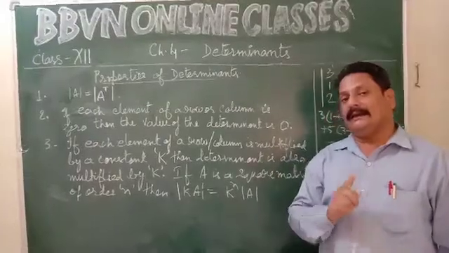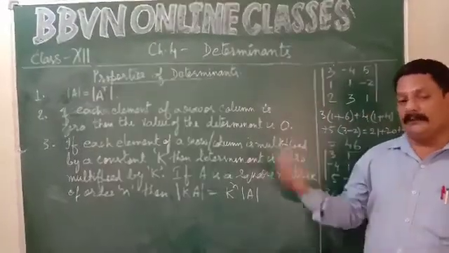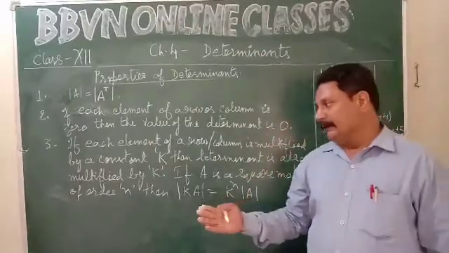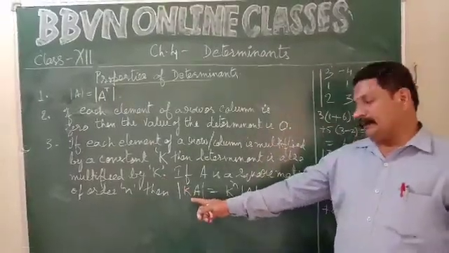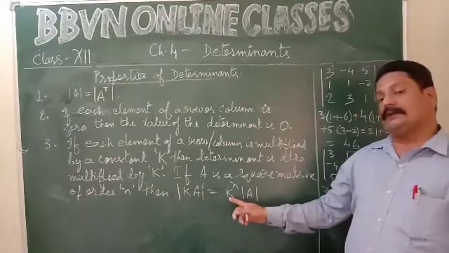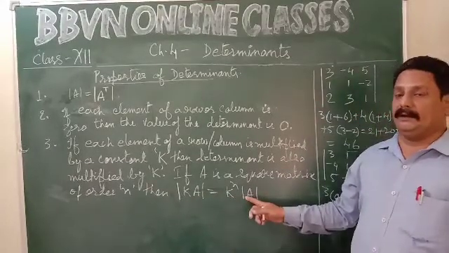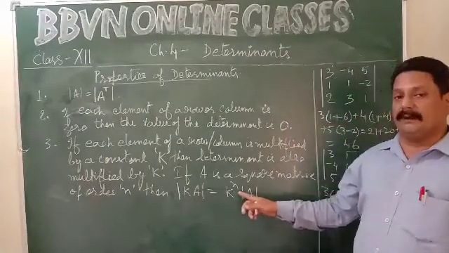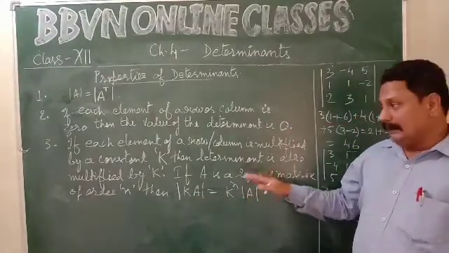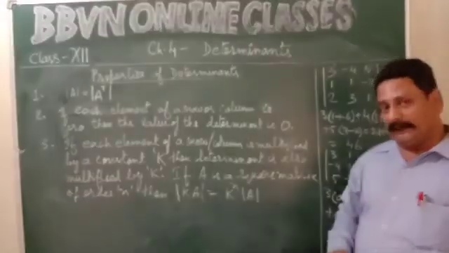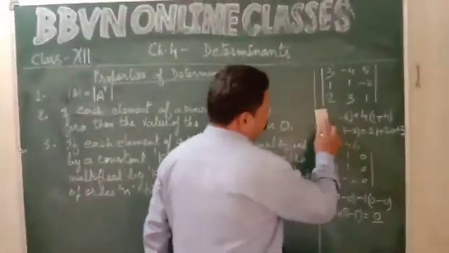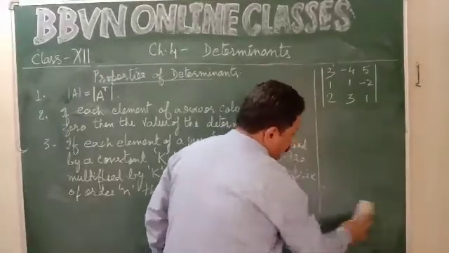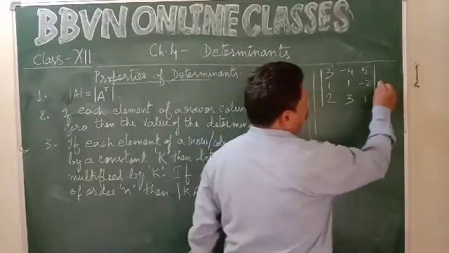What is n here? n is the order of the matrix. The matrix can be 2 cross 2, it can be 3 cross 3. Suppose it is a 2 cross 2 matrix. Then determinant of kA will be equal to k square times the determinant of A. If A is a 3 cross 3 matrix, then this will be k cube multiplied by determinant of A. Let's verify both the parts of this property 3. We know that determinant of this is 46.